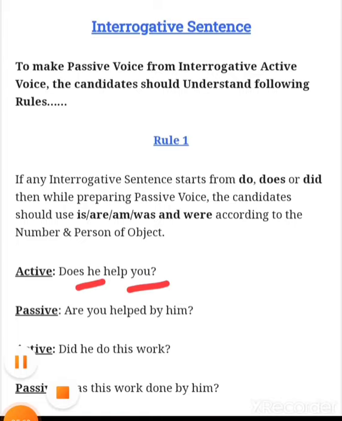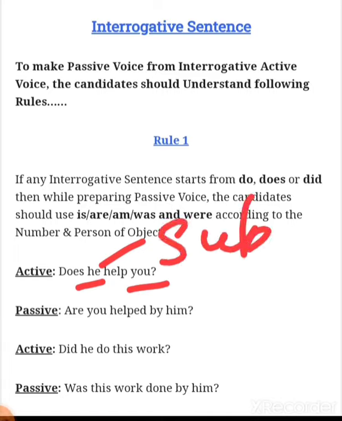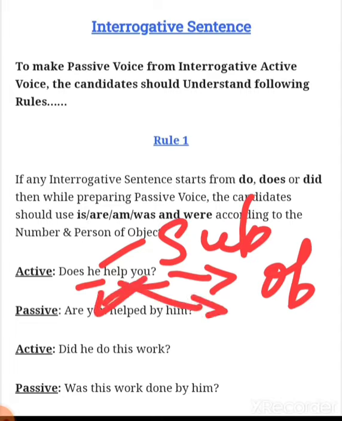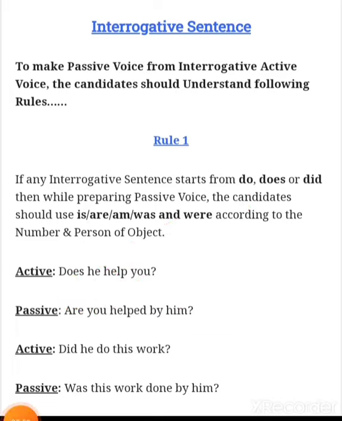Now, does he help you? He is the subject, you know that already because we have discussed it a lot. You is the object. The subject will come to the object's place and the object will come to the subject's place. That much we have learned. So here also the same rule applies. So you comes here, and he becomes him. Now, in place of does, it will be am, is or are. So what is the subject over here? The object becomes the subject, so you. Before you, you cannot write is or am.